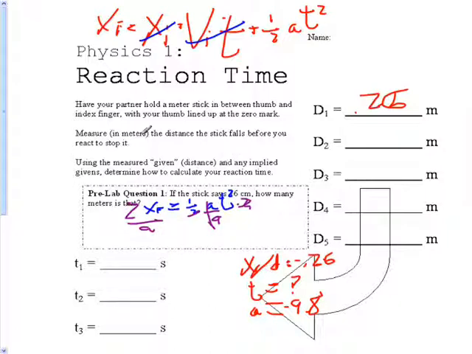So then I square root. If I square root both sides to get t by itself, I'm going to end up with time is equal to the square root of 2xf over a, where xf will be the distance I got here, which was 0.26. Okay, and my acceleration is going to be 9.8. Plug it all in and get your answer. And that's it.